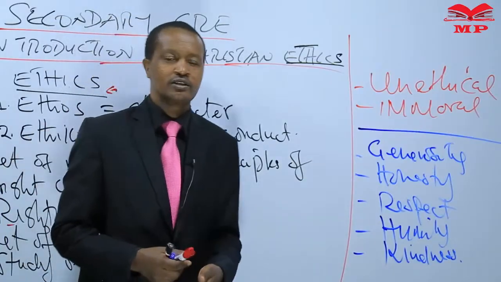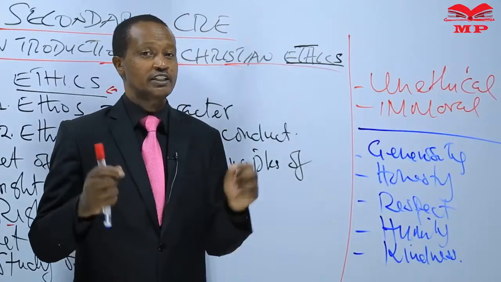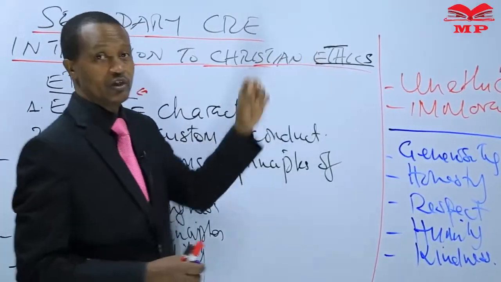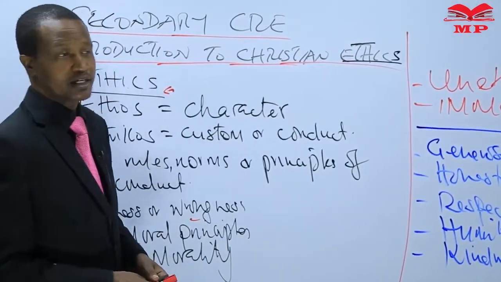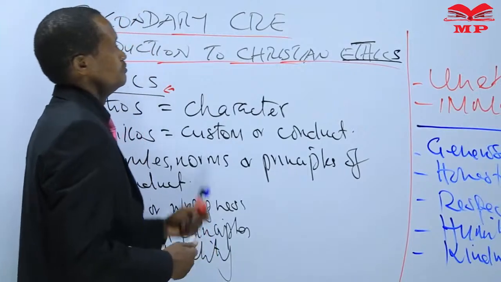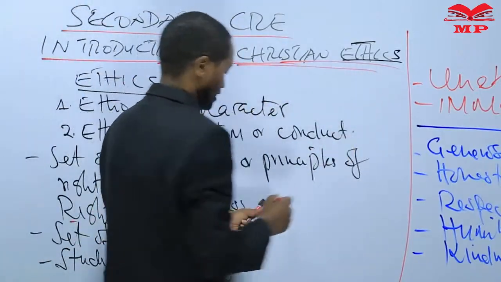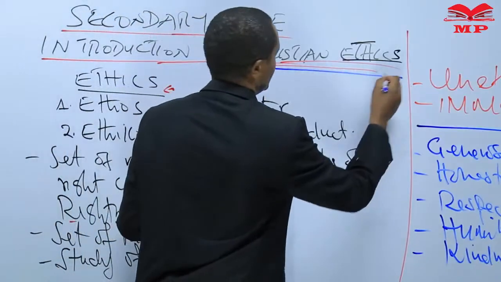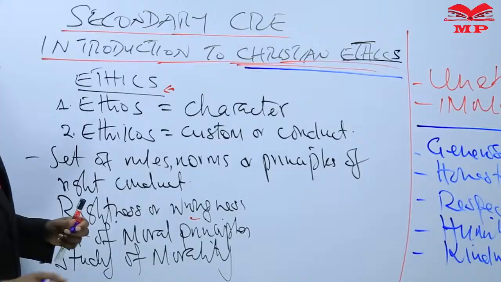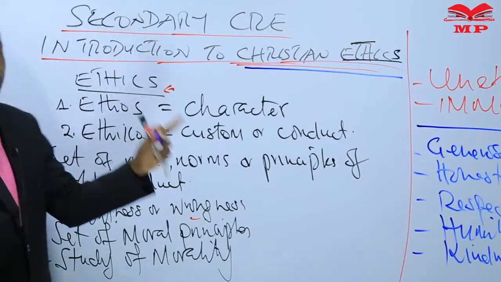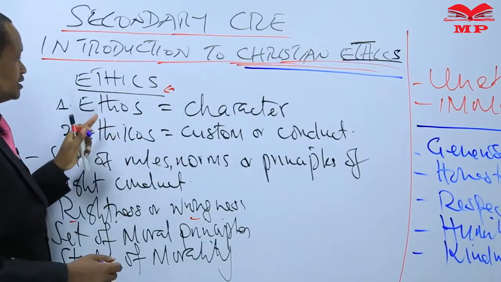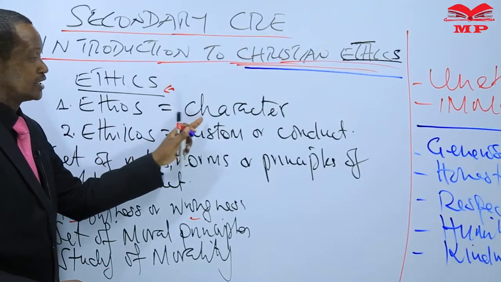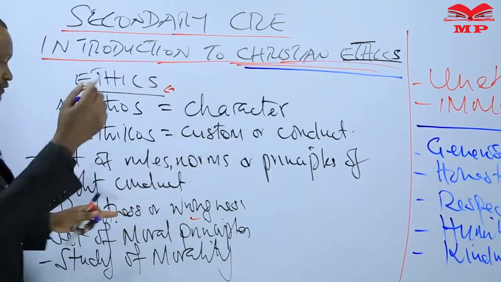So candidates, in our today's lesson I have defined the term ethics. We are going to take a short break. When I come back, we will define Christian ethics. We've defined ethics from a general viewpoint. Generally speaking, we've said that ethics is derived from two Greek words, ethos and ethikos, which mean character and custom or conduct respectively.